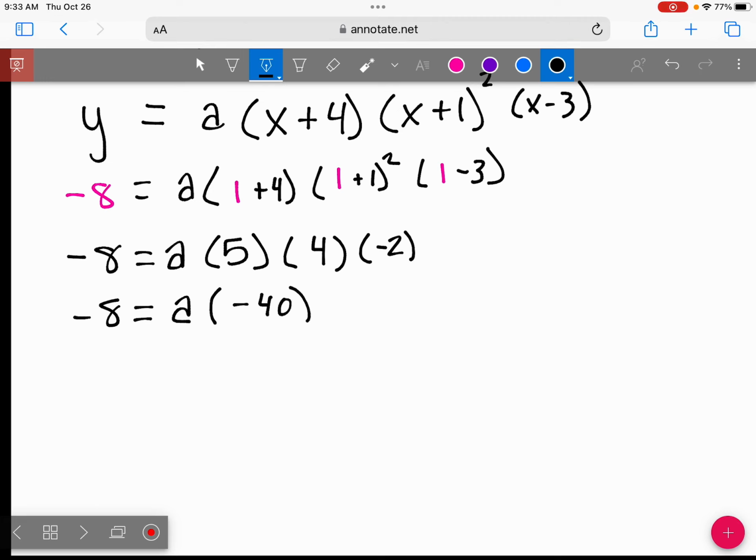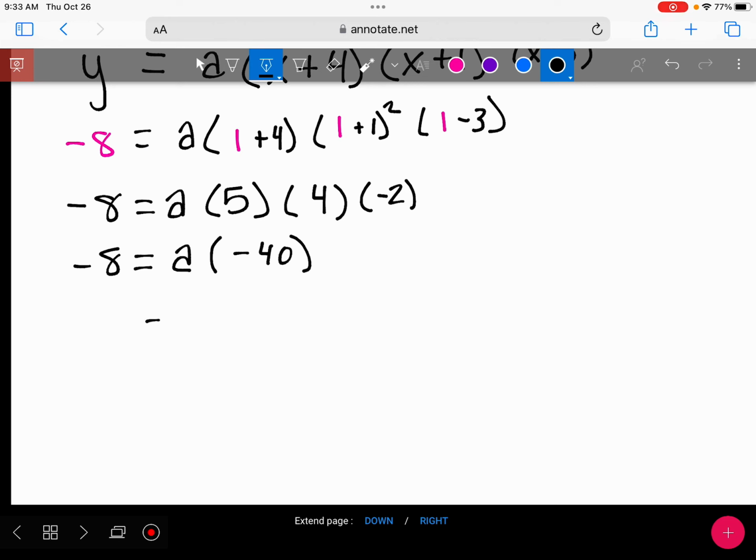-40. -40A also works. Yeah, totally fine. It doesn't matter what order we multiply it in. Divide -40 on both sides, exactly right. So we have -8 over -40 is our A. What does that simplify down to? 1/5. So our A value is 1/5.